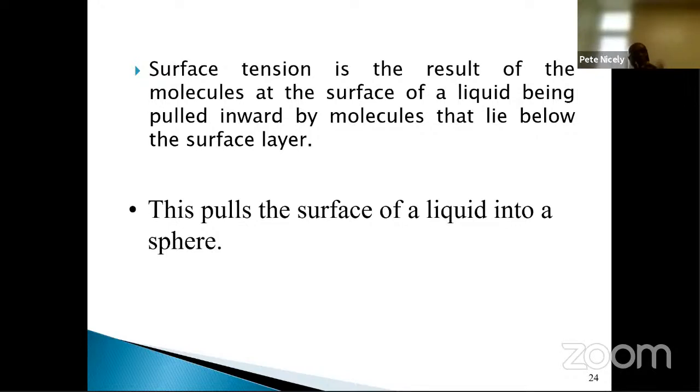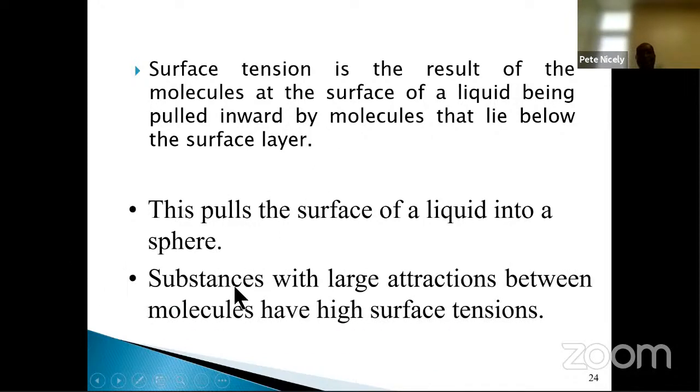So therefore, the result of that is that the droplets will have a more spherical appearance. All right, so that's the consequence of surface tension. Now, what you'll find is that substances which have large attractions between molecules will have high surface tensions. And a good example of that is water.